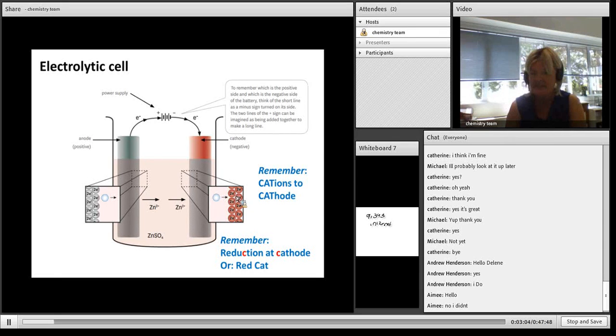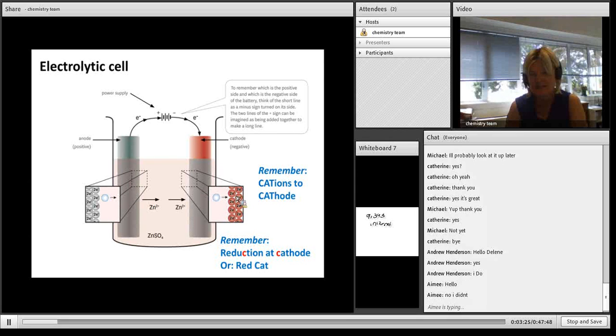So if it's gaining electrons, what type of reaction is happening? Oxidation or reduction? Amy, if you'd like to type in, or if you don't know, just say don't know. It doesn't matter. Reduction. Great.